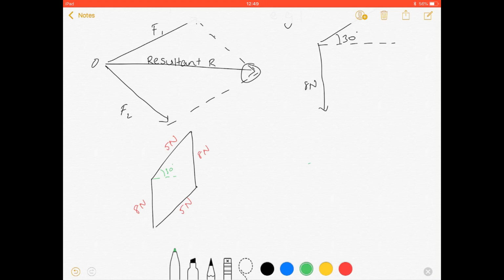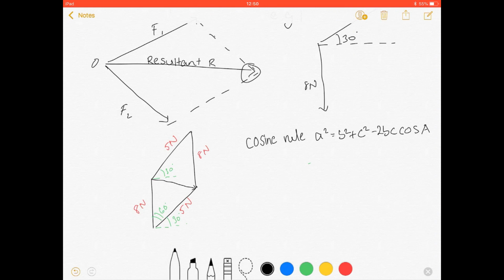Now, since we know that's 30, we can use our intuition to work out that since these 2 are corresponding angles, this is also 30 as well. So if this is 30, since this is a right angle, this angle here would be 60. We've worked this out using basic intuition. Now all we have to do is use the cosine rule, and for those of you who don't know what the cosine rule is, I'll write it out for you. The cosine rule is a squared equals b squared plus c squared minus 2bc cos A. So a in this case represents the resultant force, which I forgot to label here.